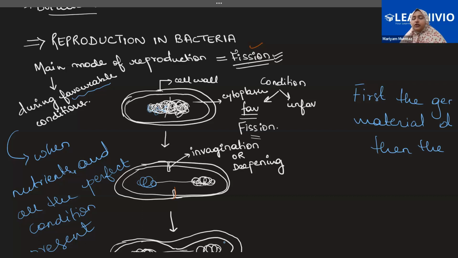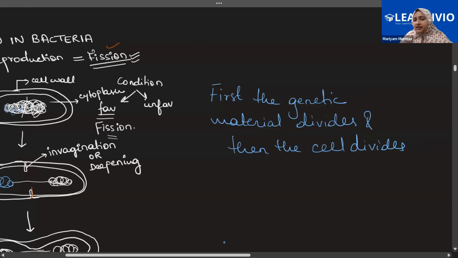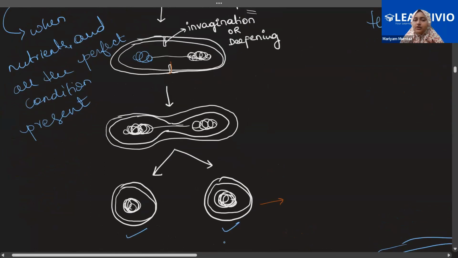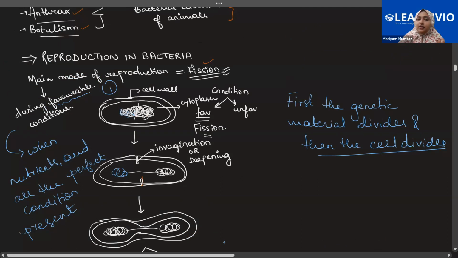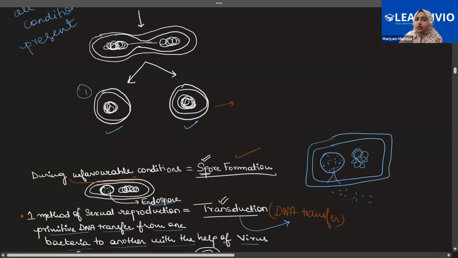First, the nucleus, or sorry, not the nucleus, they do not have a nucleus. First, the genetic material starts getting divided, and once it divides, the copies move to the opposite poles. After the genetic material has divided, the cell starts dividing by deepening like this, and ultimately two cells are formed. So first the genetic material divides and then the cell divides. This is how fission happens in bacteria, and from one parent cell there is the production of two daughter cells.